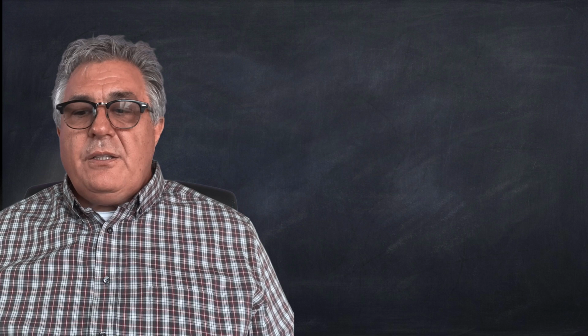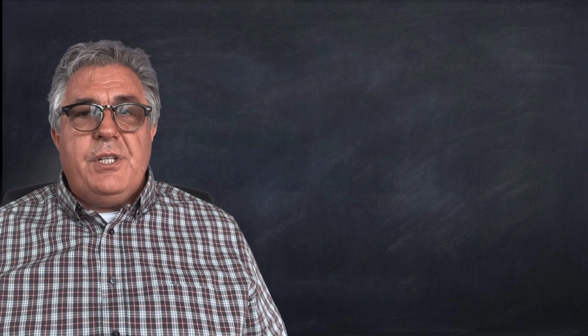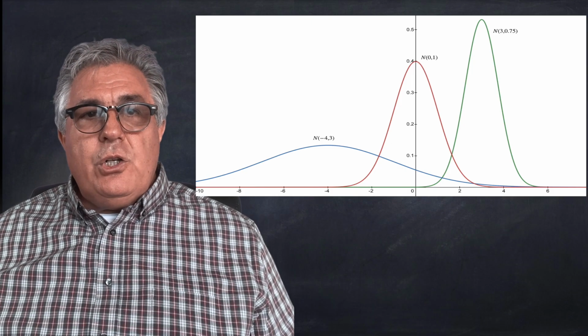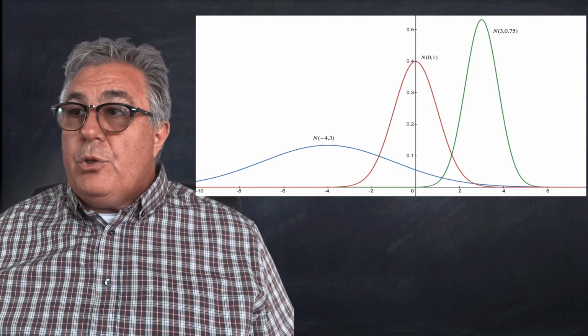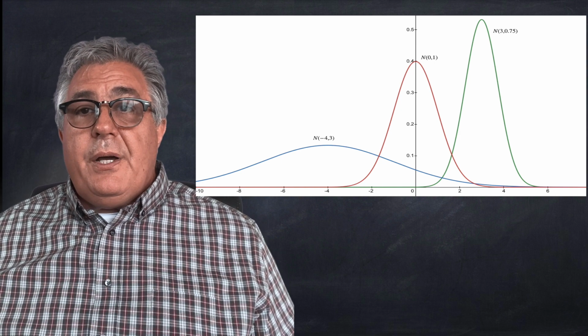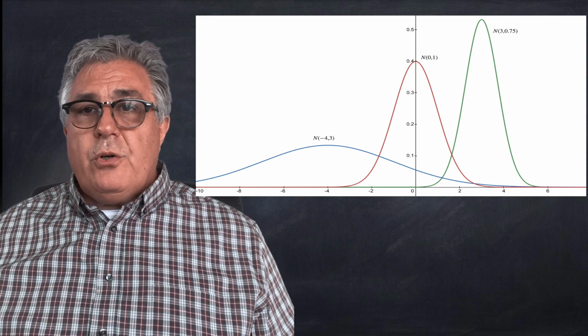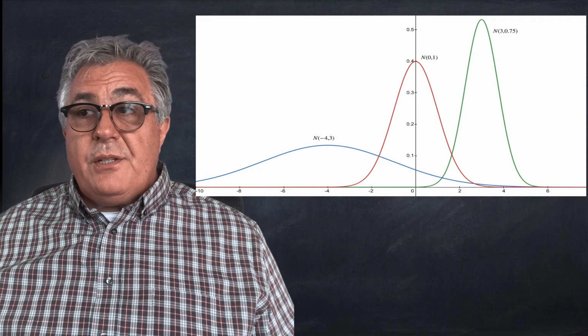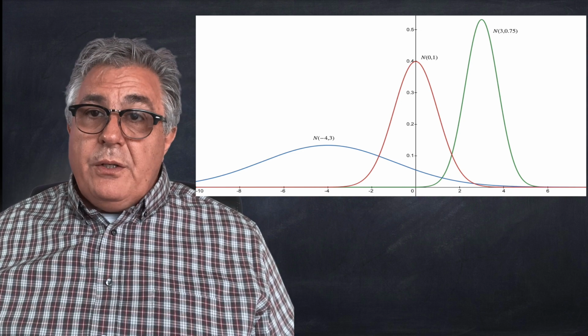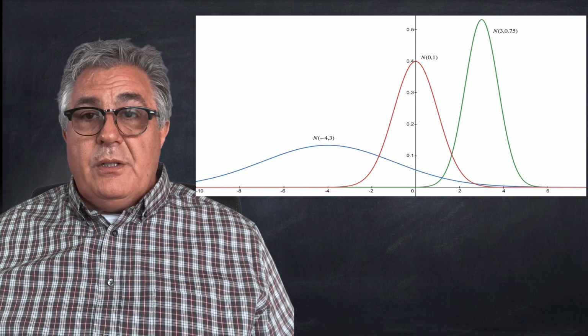All right, so now we'd like to take a look at how the parameters mu and sigma have on our normal density curve. As you can take a look here, I have some curves, a blue curve, a red curve, and a green curve. And we would like to notice that for the blue curve, the mean is -4. For the red curve, the mean is 0. And for the green curve, the mean is 3.